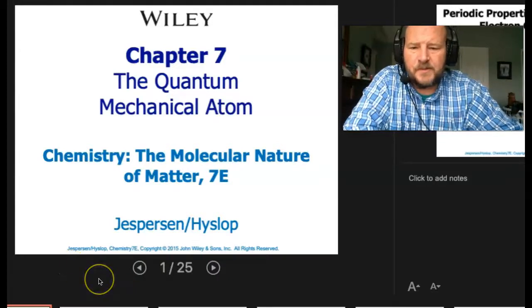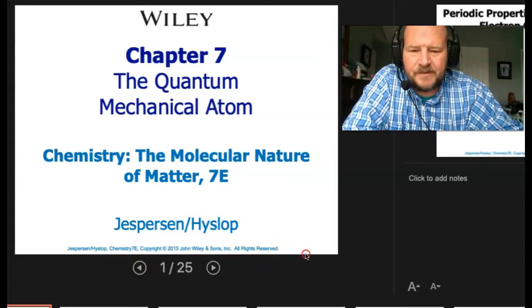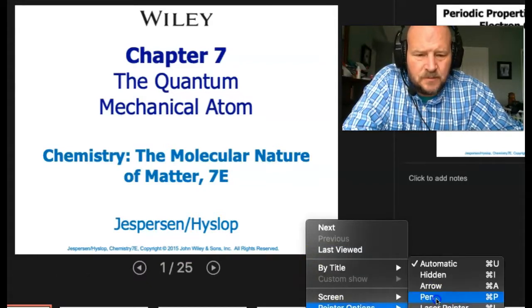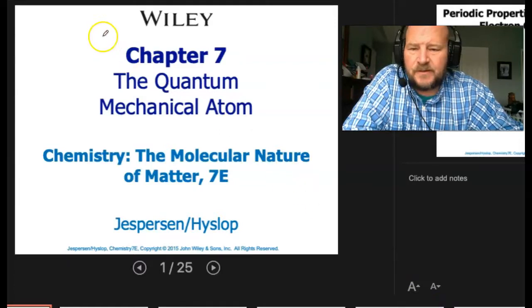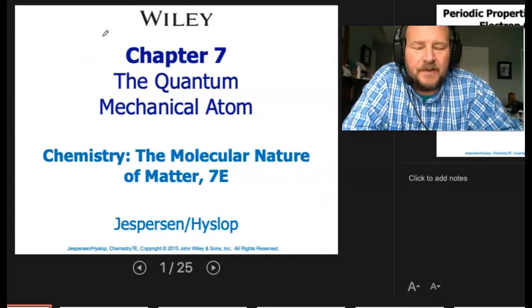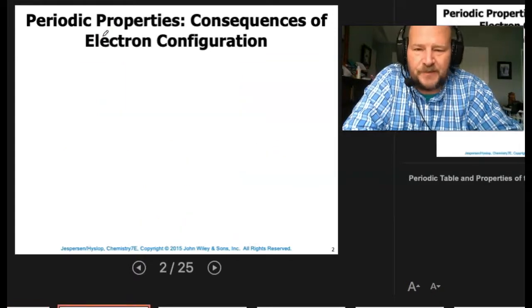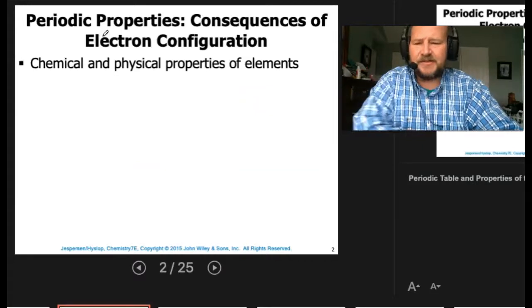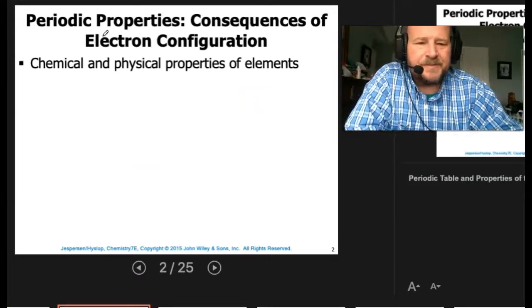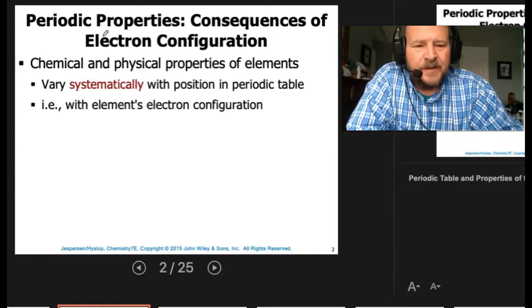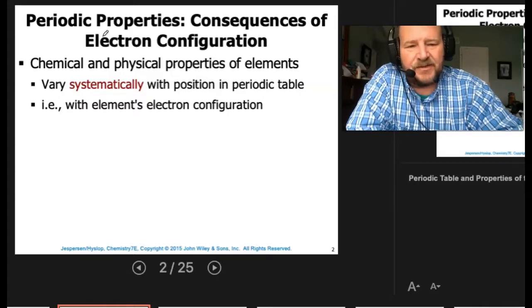All right, so this is most likely going to be our final segment in this chapter. We've been talking about electron configurations and quantum numbers, and now we're going to start to look at some of the trends that come with it, consequences of electron configurations, and how that's going to turn into our chemical and physical properties for our elements. Now, it's very systematic with position in the periodic table, right? So where an element's position was actually based on its electron configuration.